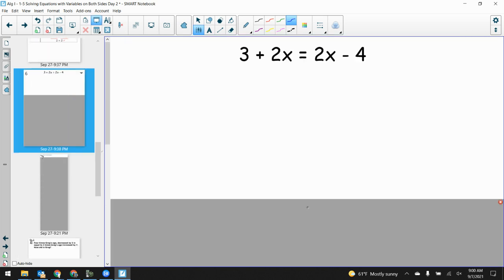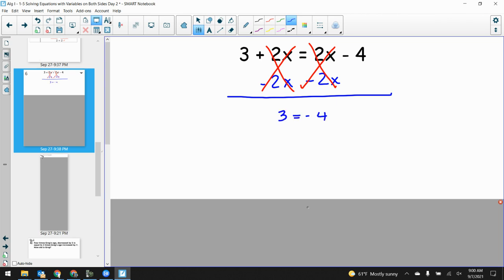Okay, so what happens if we go to solve this one, just like this one here, and I would subtract the 2x's, just like we had on the last problem, and now this would cancel and this would cancel, but look at what's left over. I've got 3 is equal to negative 4. Last time I checked, 3 is not equal to negative 4. Let's check again. Okay, no, it's not. 3 is not equal to negative 4. I get a false statement. I get something that is not true.